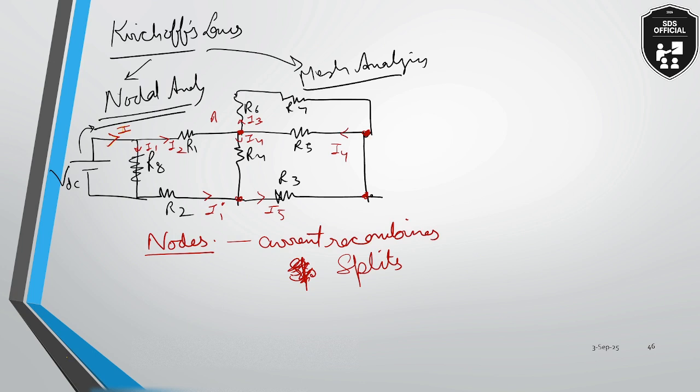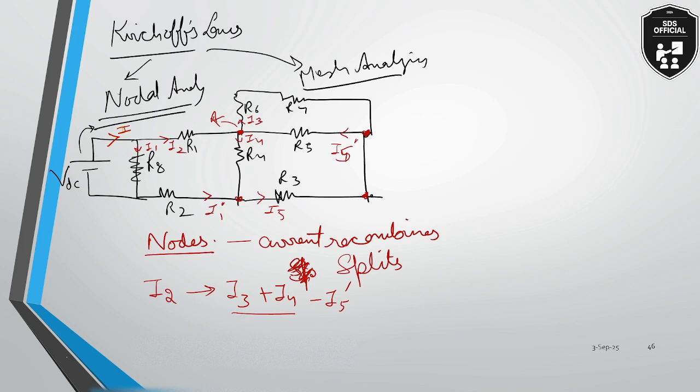Now just take the example of node A. I2 is being divided into which parts? It is being divided into two parts, I3 and I4. But it is also observing some opposition of current. Let us say this is I5 dash. So these two are recombining, and this is opposing this flow of current.